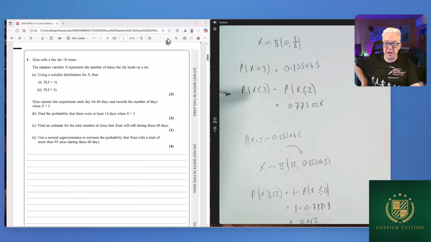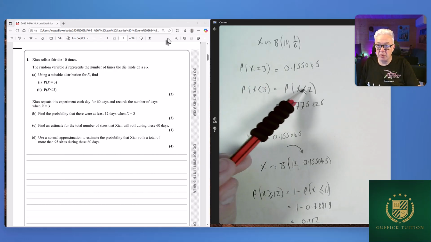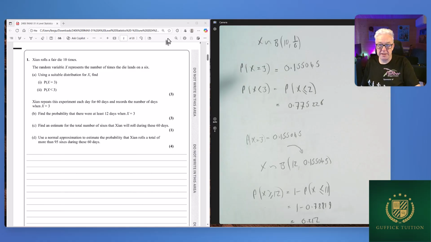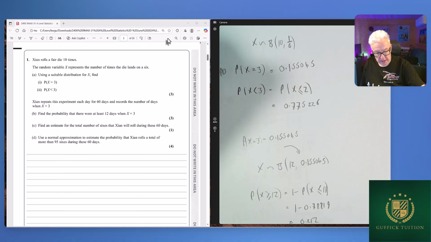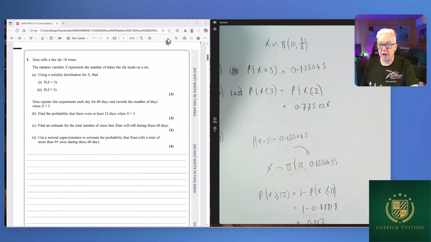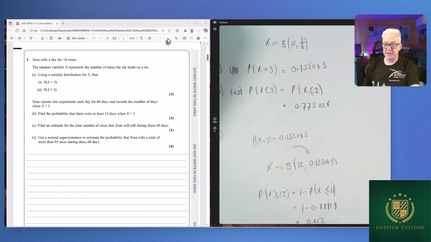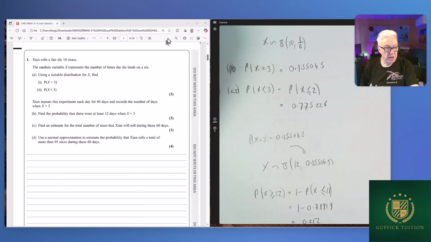Next one, probability that x is less than 3. Now less than 3 is the same as less than or equal to 2. So again, that one's going to be binomial PD, and this one will be binomial CD. So you work out binomial CD and you get 0.775226.